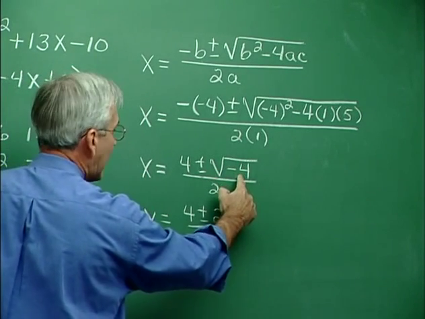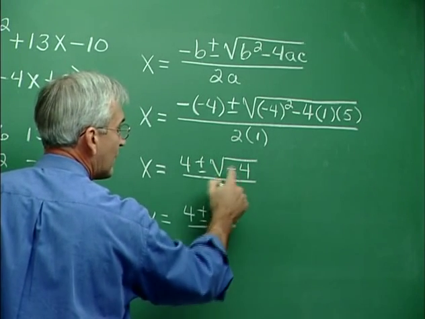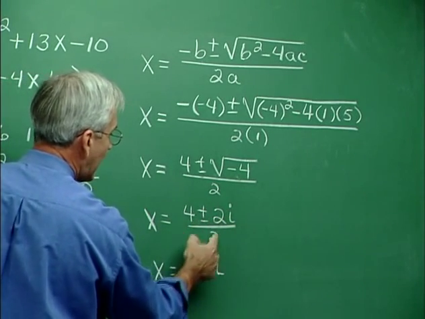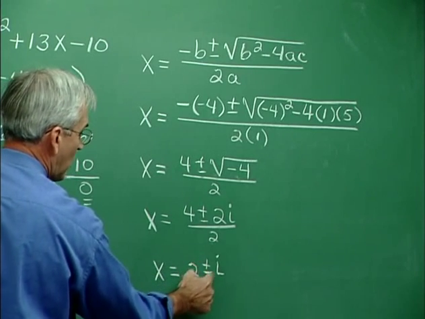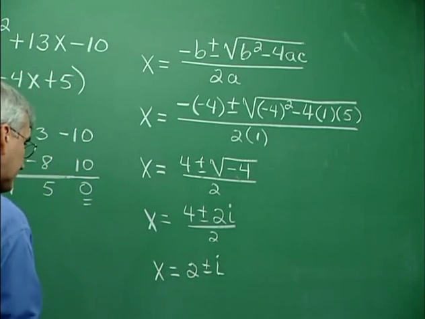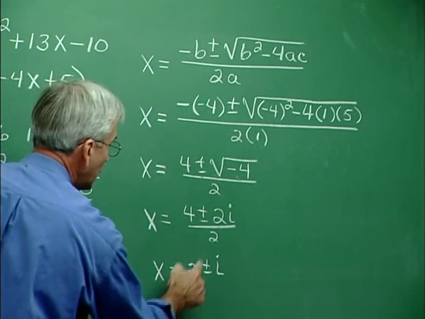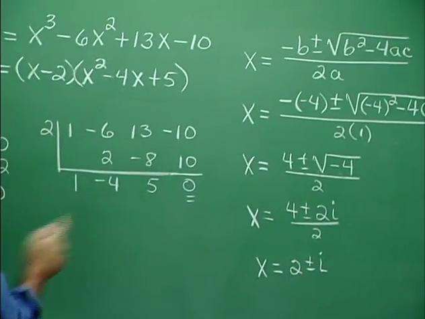The square root of negative 4 is, let's see, the square root of 4 is 2, and the square root of the negative 1 is i. So we have plus or minus 2i. Now, 2 divides both parts of this numerator, so we can simplify to 2 plus or minus i. Now, we've identified all of our zeros. Our zeros are 2 plus i, 2 minus i, and 2. You see, those are our zeros.